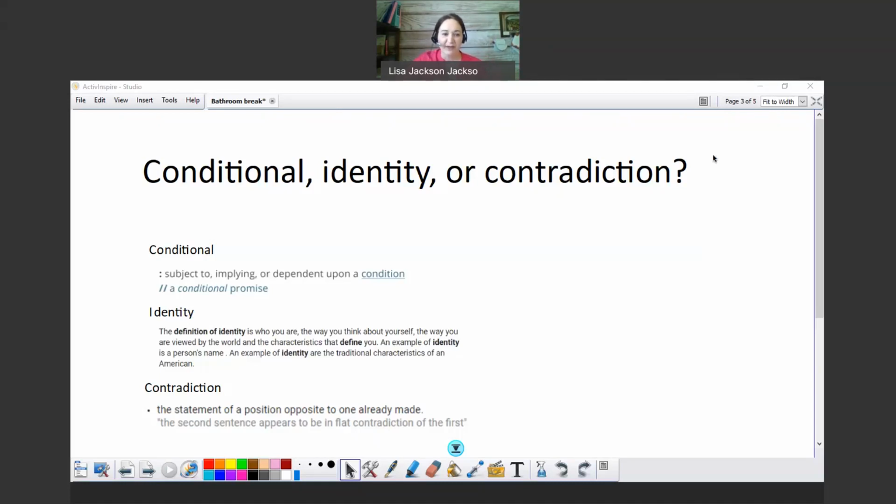Contradiction. A contradiction is a statement of a position that's opposite of something you've already made. So if I say I only like blue frogs, and then I say my favorite frog is green, something's not right. It's not making sense, right? So when there's a contradiction, your brain will go, hey, wait a minute, that doesn't make sense. So those are our English language examples of these things.